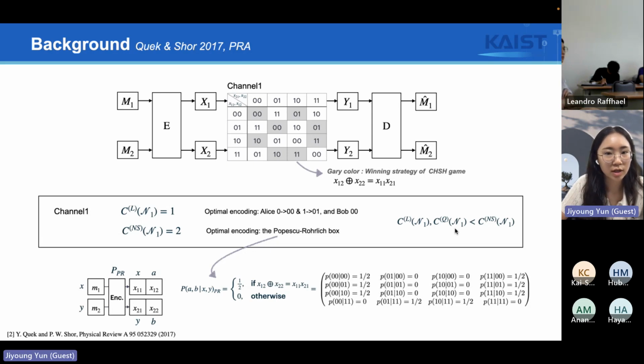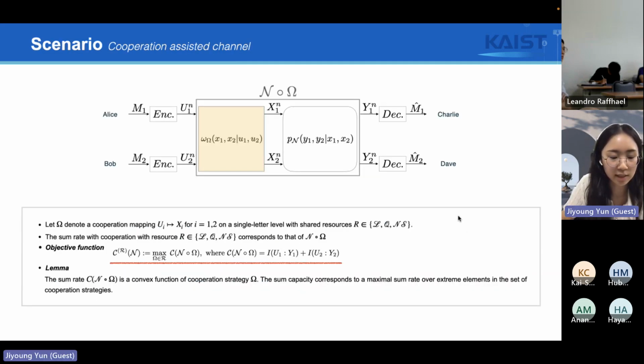So now I wanna introduce my scenario. So here it is. So we defined cooperation assisted channel. So here omega denotes the cooperation mapping from U1 to X1. And then here we use the resource, local or quantum or no signaling. So we assume that these shared resources are memoryless.